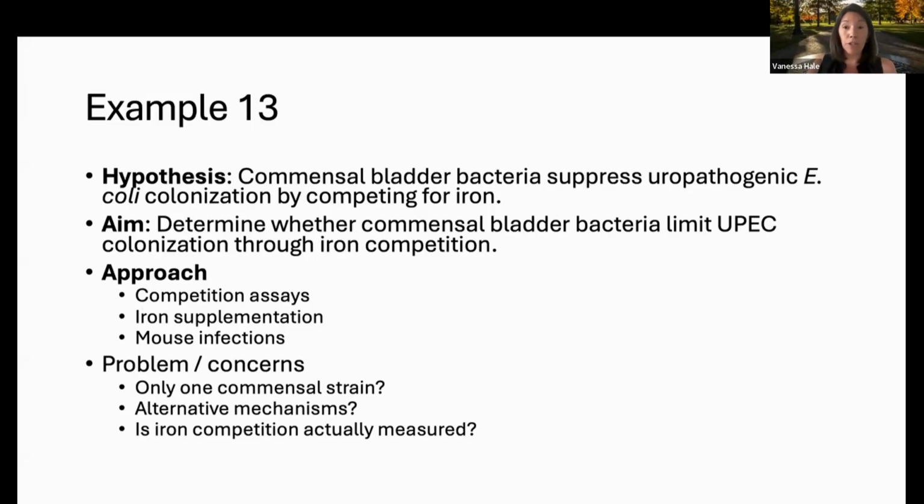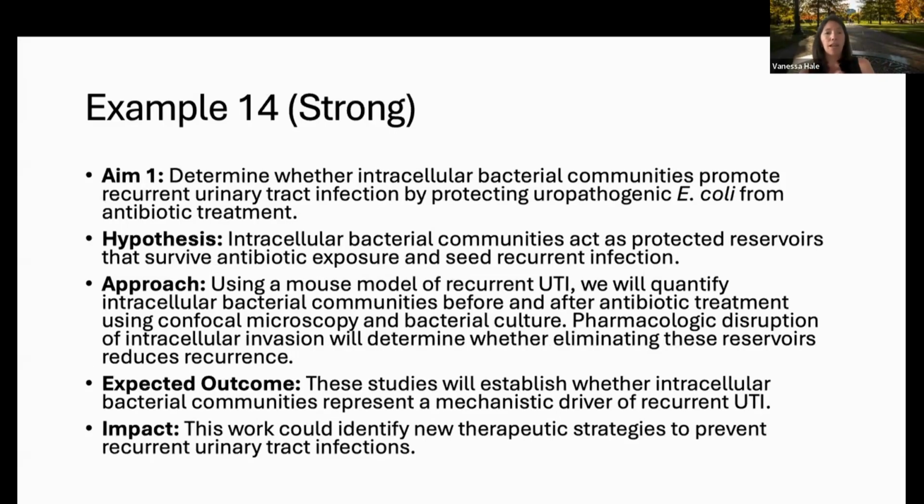Let's say you combine a commensal bacteria with a UPEC, and sure enough, it decreases the UPEC. Could there be anything else besides iron competition that might be driving that? Is there a way for us to prove that it's iron competition? And are we actually measuring iron competition? We say that we're going to supplement with iron, but we don't say that we're going to measure it. So thinking about this as a good aim, there are some additional details that would be really valuable in this project description generally.